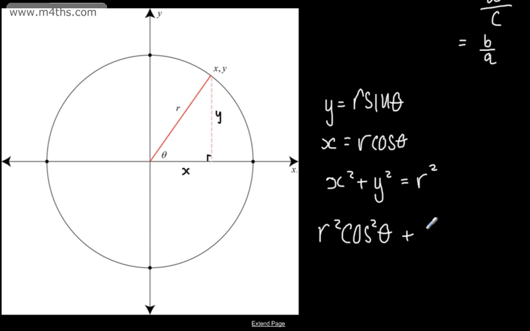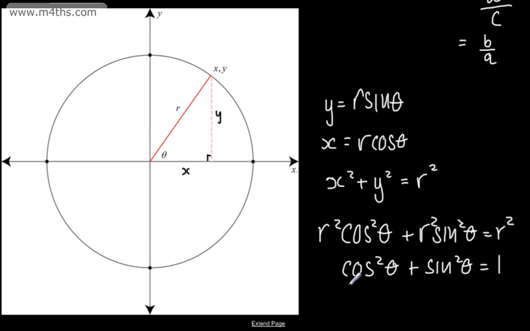Y squared is going to be r squared sine squared theta, and of course now using Pythagoras, that's going to give us r squared. Dividing through by r squared, we can see cos squared theta plus sine squared theta is going to be equal now to 1. So that's another demonstration. The advantage of this method is when we come round to angles that are multiples of 90 degrees, especially when we're looking at tan theta.